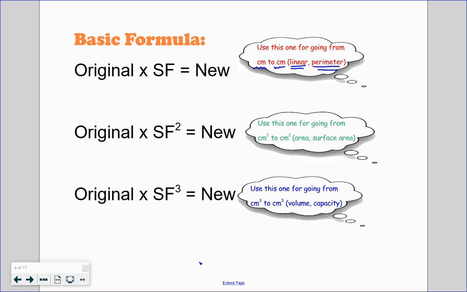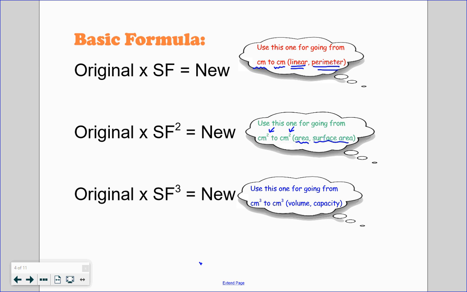The next one we had was original times scale factor squared gives you new. Now again, if you look at the units, they will be squareds to squareds. So if the units are squareds and squareds, then the scale factor also has to be squared. Everything has to match. So the key words that you'll see in the questions, they will say original area or original surface area, or they'll talk about the area scale factor or the surface area scale factor.